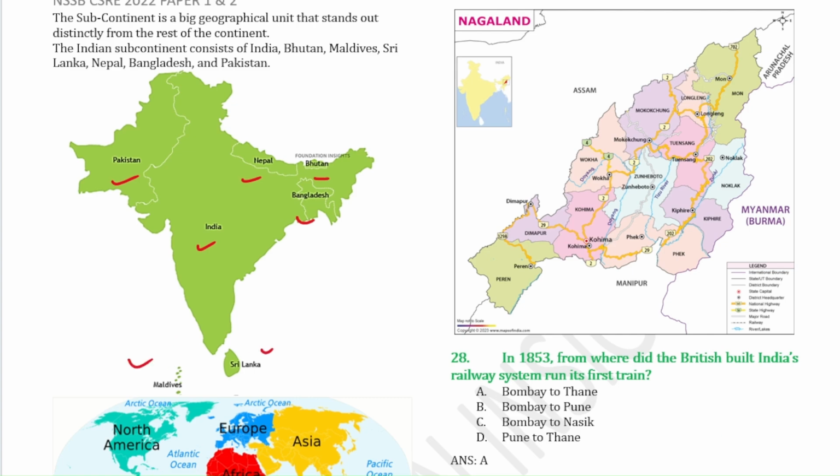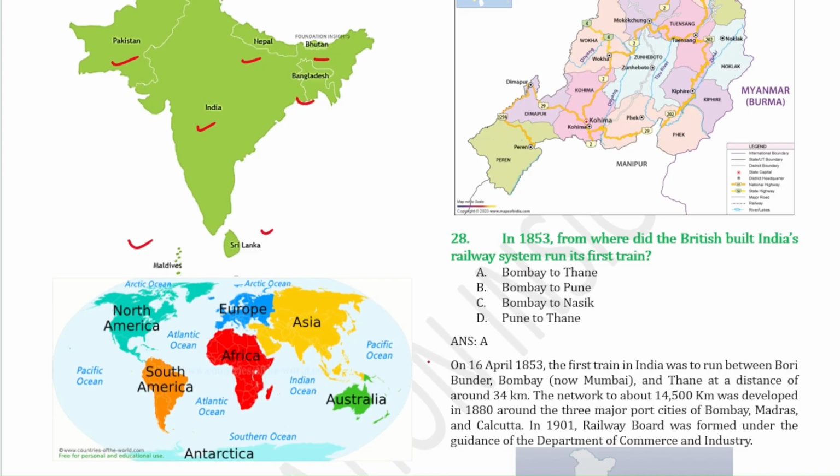You have to know which countries consist of the Indian subcontinent. These are the 7 countries. And here you can see the continents: North America, South America, Africa, Europe, Asia, Australia, and Antarctica. These are the continents of the world.